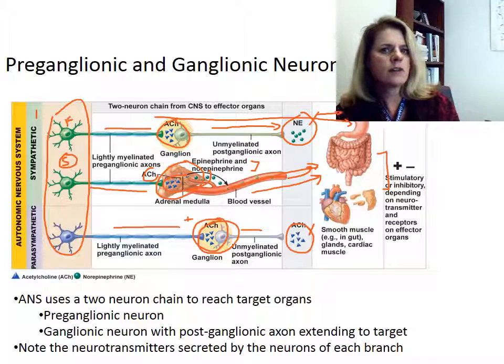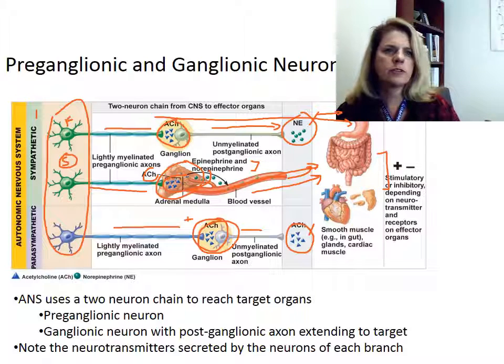So again, we're going to talk about this a little bit later. I just want you to notice that in these two, you have a two-chain setup with your parasympathetic and sympathetic nervous systems.